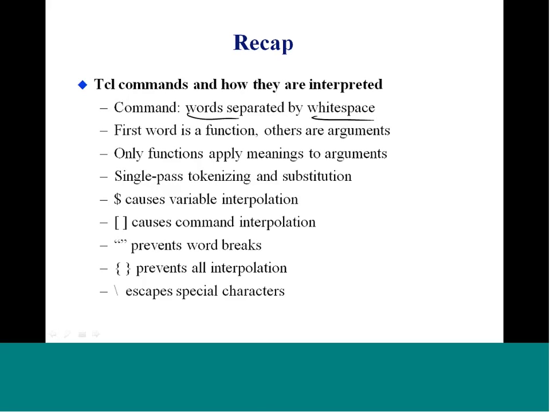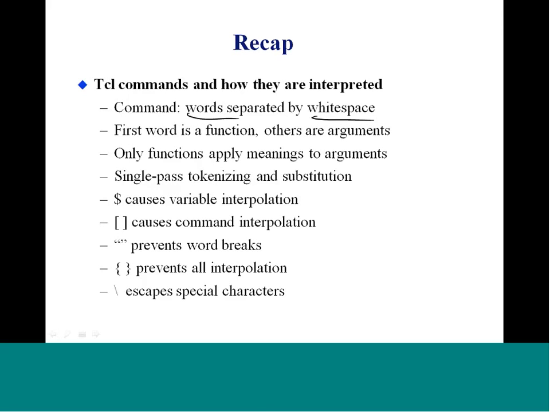Also wanted to emphasize that Tickle is a platform independent scripting language. So unlike any kind of shell you take, which is dependent on the particular platform that you use, and there will be small quirks associated with those platforms. There is a shell associated with Tickle, that is the wish that we saw in the very first lecture. I forgot to mention that in the last one.